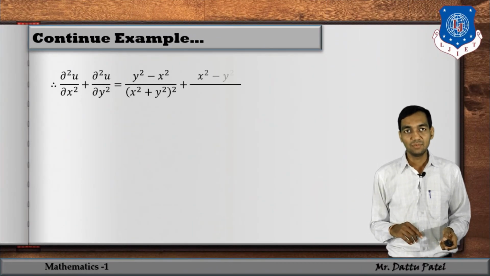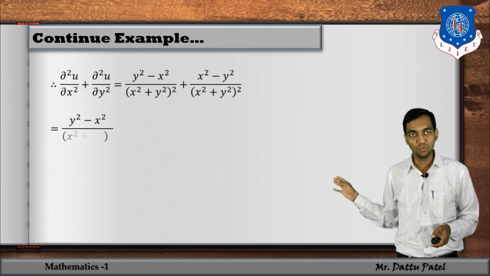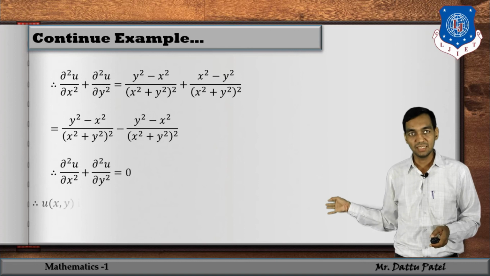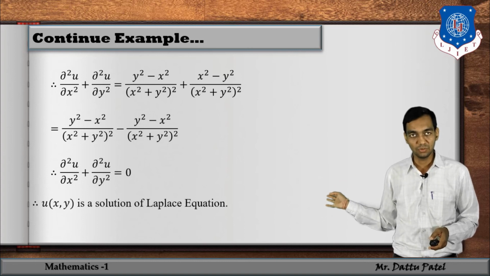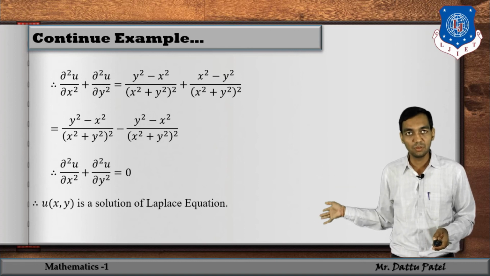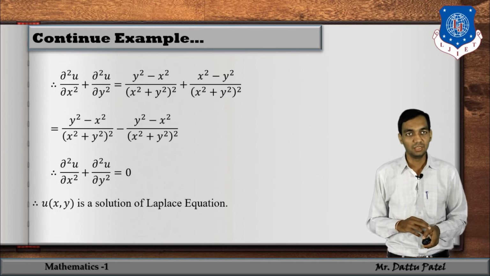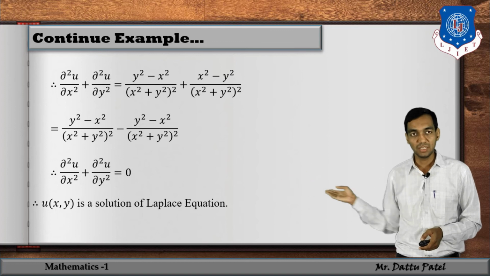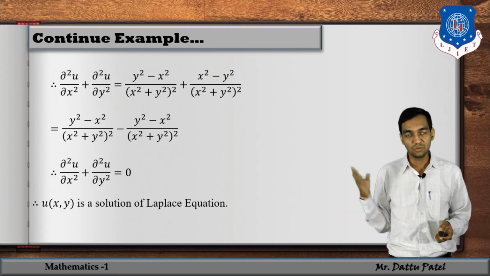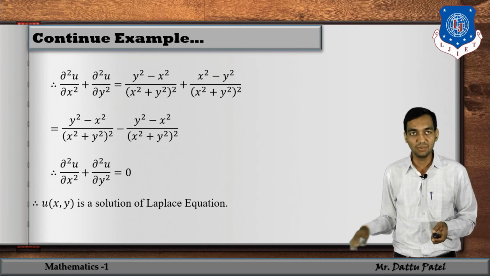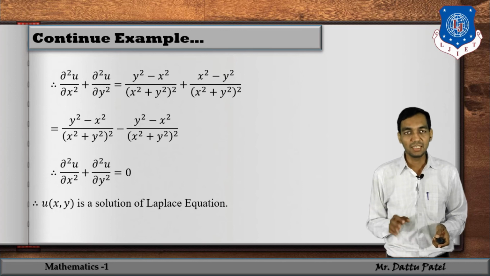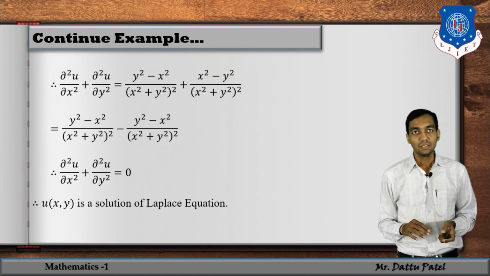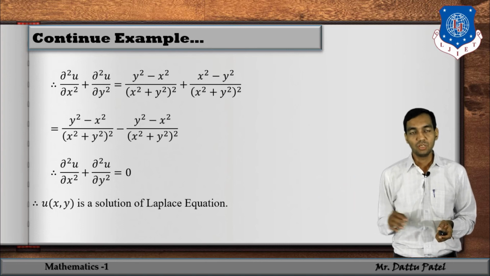Now we start with the Laplace equation, del square u by del x square plus del square u by del y square, that is y square minus x square upon x square plus y square whole square plus x square minus y square upon x square plus y square whole square. And if you take a minus common from the second one, then both terms are the same, and you will have del square by del x square plus del square by del y square of u is 0, and that means u satisfies the Laplace equation, correct? So that proves your example.